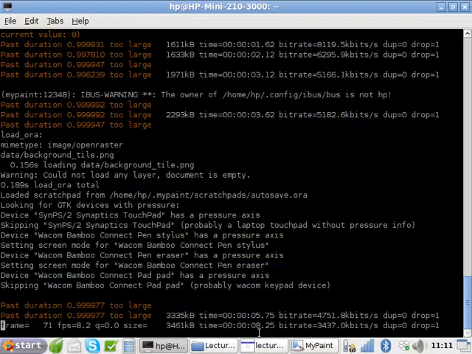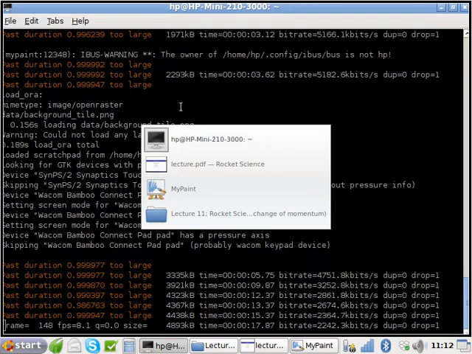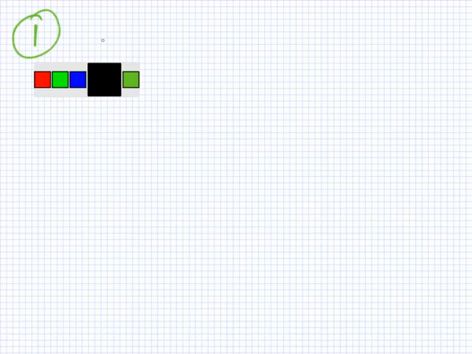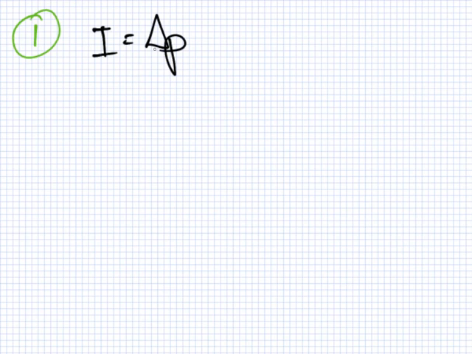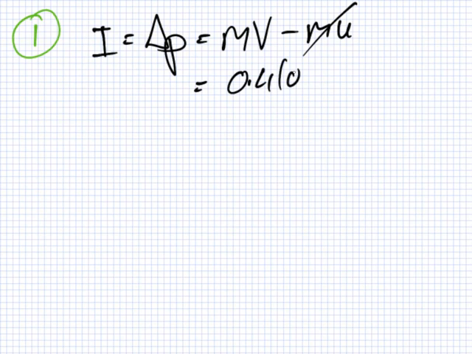Right, so the first one, let's have a look. Okay, so the first one's okay, wasn't it? Yeah. He kicks a ball, what's the impulse? So, number one, the impulse is the change in momentum, which is mv minus mu. The values were 0.4 and 0.5, so that is 0.2 kilogram meters per second.